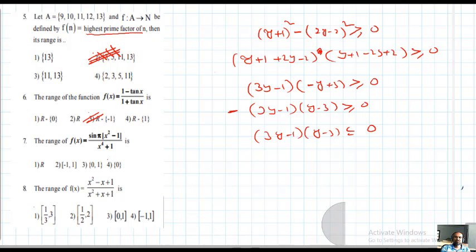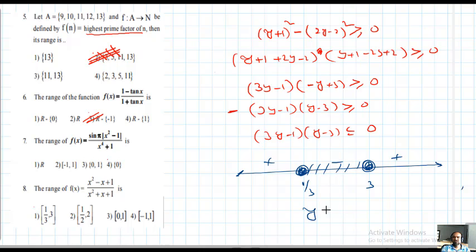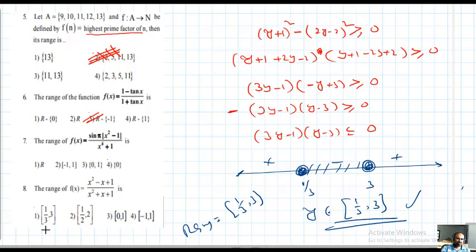Just a simple problem now. Now we want to find such y by the number line concept, or wavy curve method, or sign scheme. This is 1 by 3, this is 3, so 3 satisfies, 1 by 3 satisfies, plus minus plus negative symbols you want. What I can say, y belongs to closed interval 1 by 3 to 3, then this is the range of the given function. So range equal to closed 1 by 3 to 3. Now where is that? Here, option 1 is correct for that.